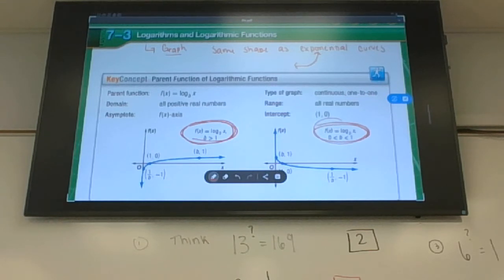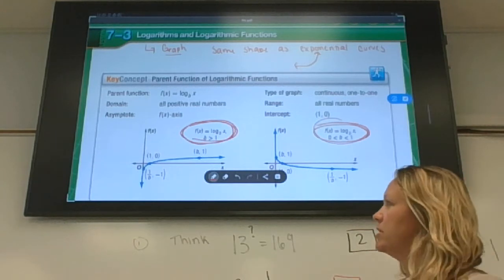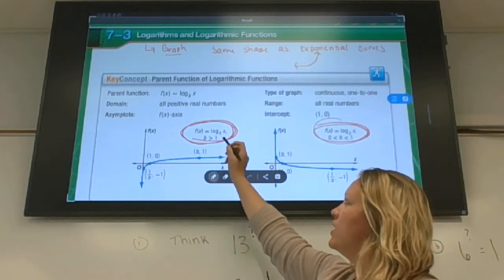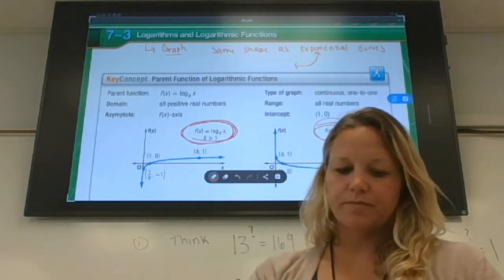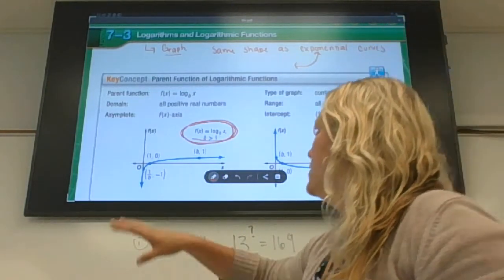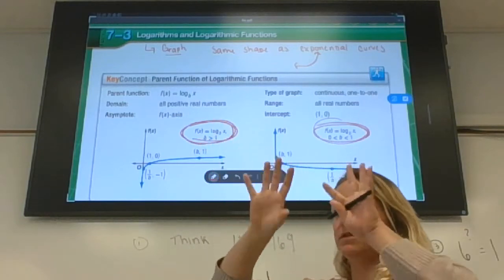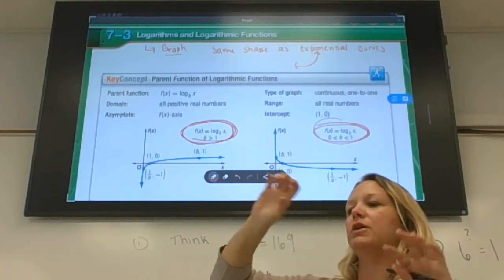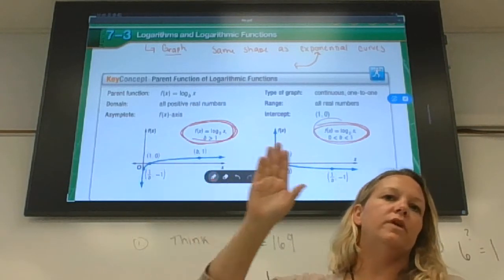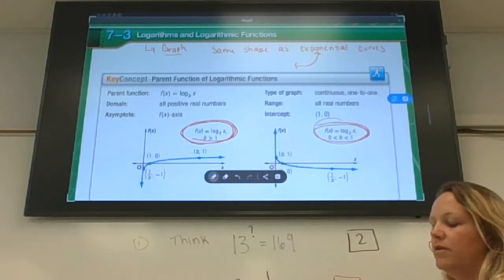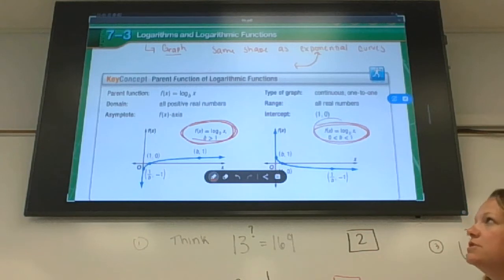So for transformations and things, it's really similar. Like if I had a log base 3 here, I would start with log base 3 of x in the table, and then if it had plus or minus anything, I would do extra columns to move it left, right, up, or down for that vertical and horizontal translation.